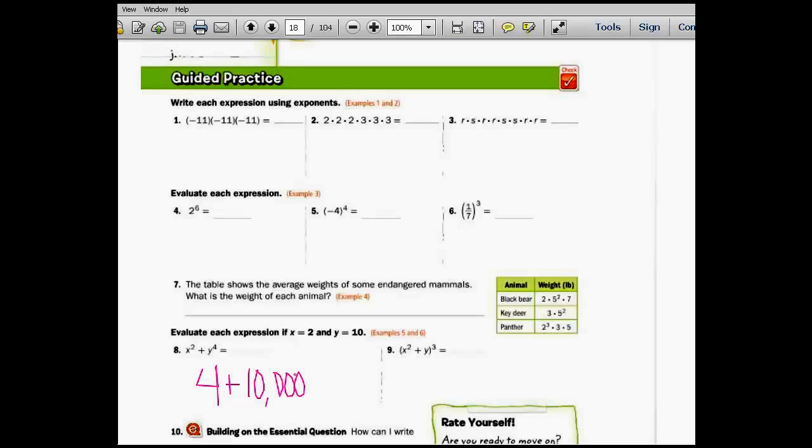This one, x squared plus y, and then cube it. So x squared, again, is 4, plus y. That part is in parentheses, and then cube the answer. So really what you have is 14 times 14 times 14. That is 14 cubed, and you will get 2,744. Okay, that's it for the lesson. So if you have any questions, make sure to ask me first thing tomorrow.